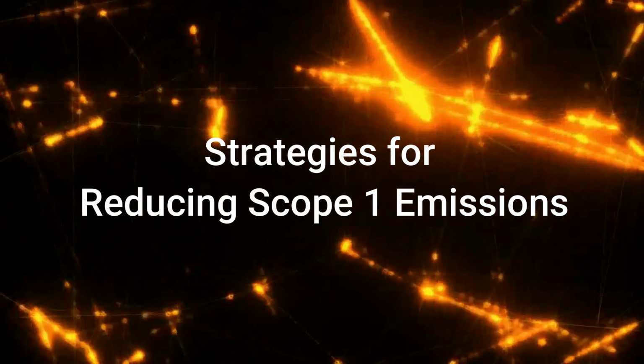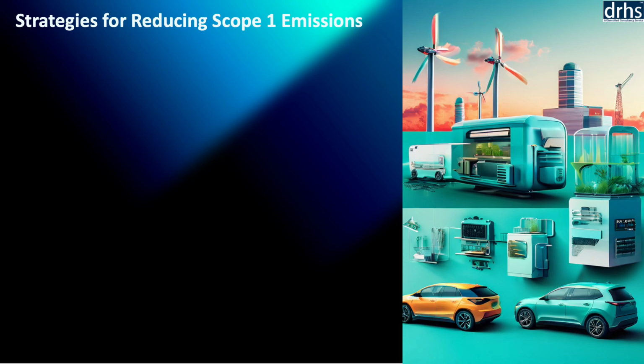Now, at the end, we shall discuss the strategies for reducing scope 1 emission. Reducing scope 1 emission, which are direct greenhouse gas emission from source owned or controlled by an organization, is crucial for achieving sustainability goal and mitigating climate change. Strategies for reducing scope 1 emission are crucial for organizations aiming to decrease their direct greenhouse gas emission.